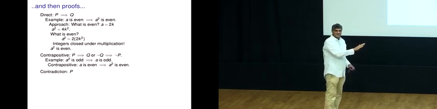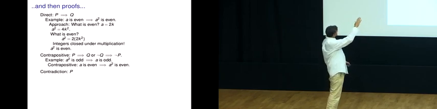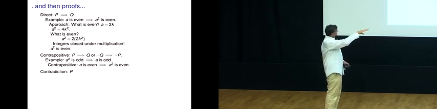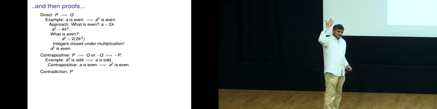Does that make sense? The direct proof was very easy in the first case. In the second case, I don't know how to do a direct proof, but the contrapositive is in fact really quite easy because we just did it.